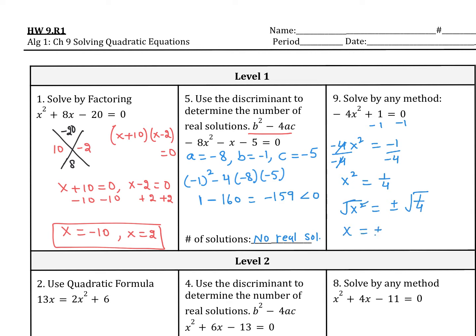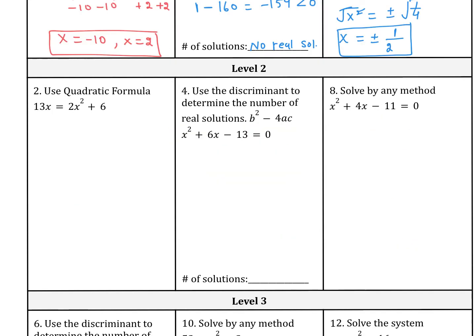x equals plus or minus square root of 1 over square root of 4. Square root of 1 is 1, and square root of 4 is 2. x equals plus or minus 1/2. For number 2, you use the quadratic formula.